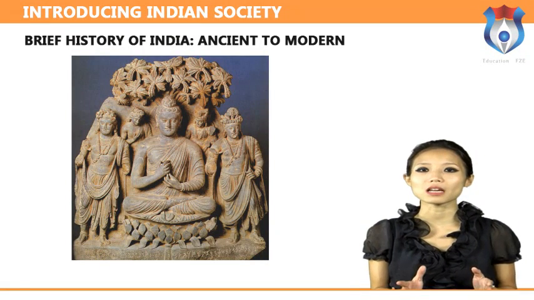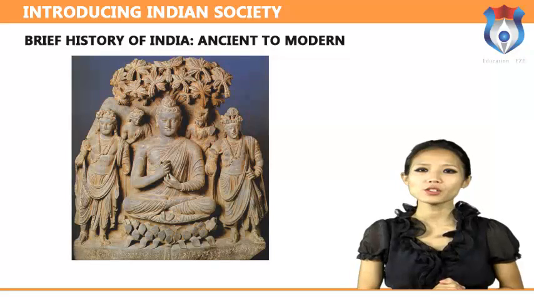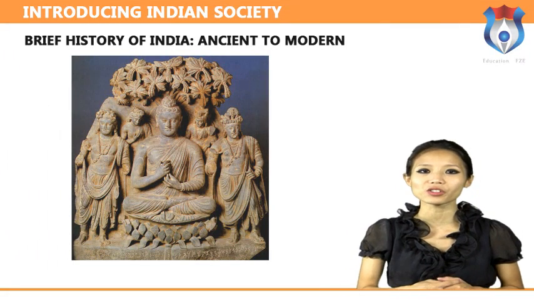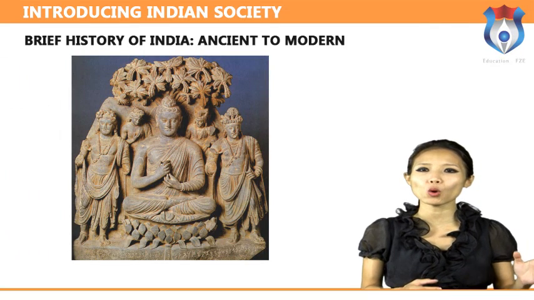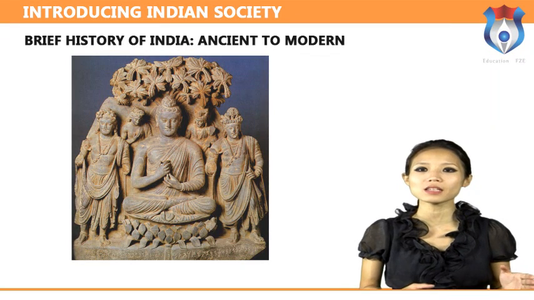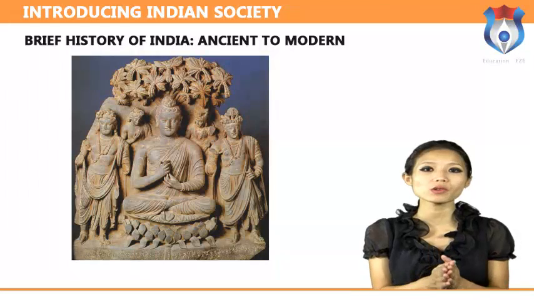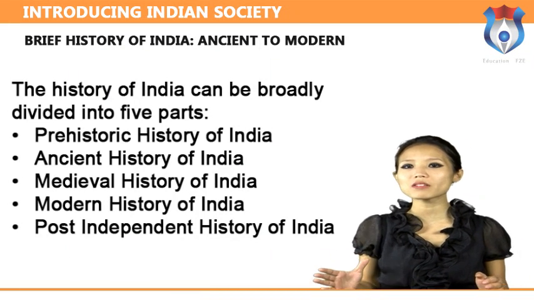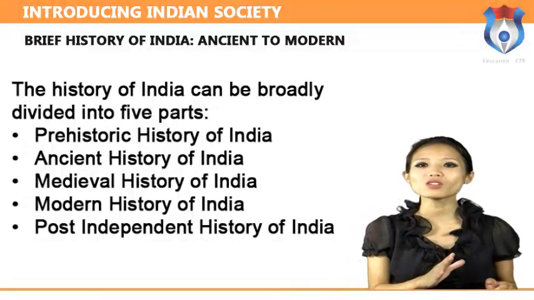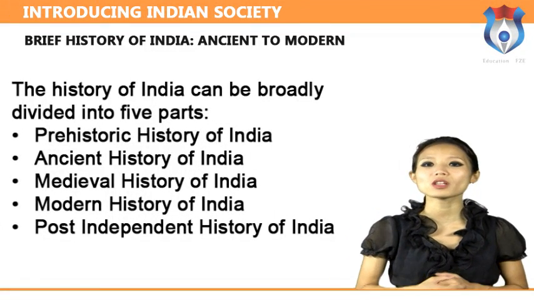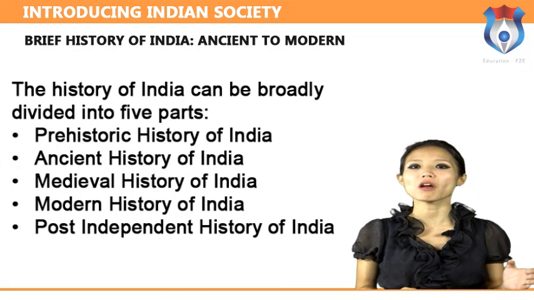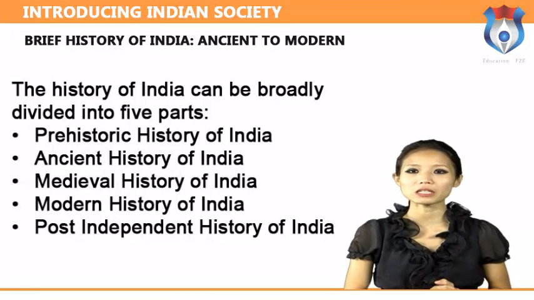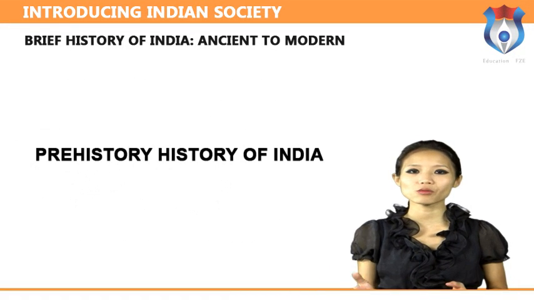Brief history of India, ancient to modern. The history of India has been long speculated worldwide for its richness and diversity. India has been home to some of the oldest civilizations, dynasties and kingdoms which have been of interest to historians from all across the world. The history of India can be broadly divided into five parts: prehistoric history of India, ancient history of India, medieval history of India, modern history of India and post-independent history of India.